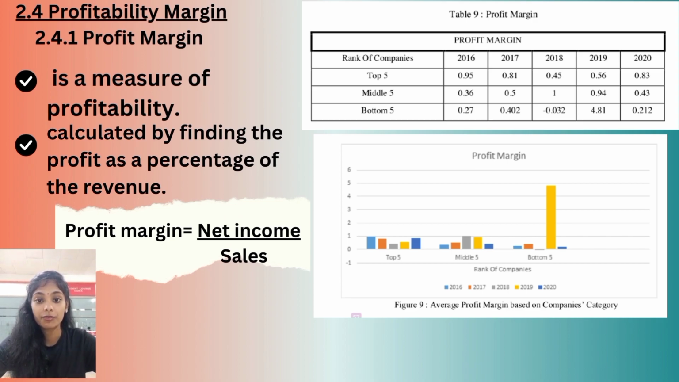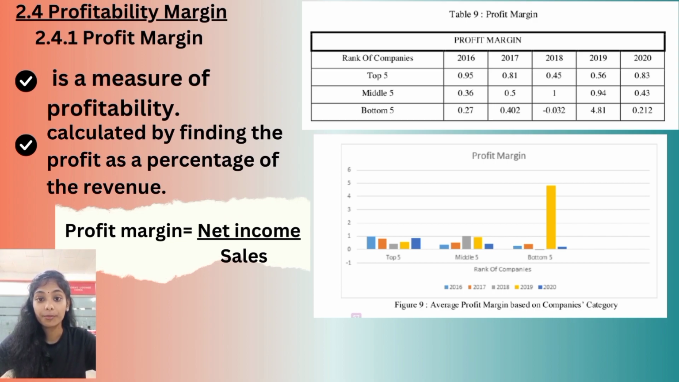For the profit margin of top 5 companies, it shows inconsistency. From the top company in 2016, the profit margin is 0.95% and decreases in 2017, which is 0.81%. In 2018, the profit margin shows 0.45% and increases to 0.56% in 2019. Finally, the profit margin increases from 0.56% in 2019 to 0.83% in 2020.